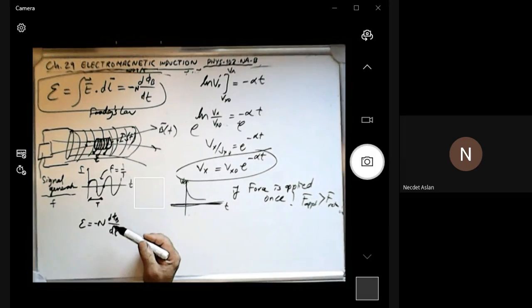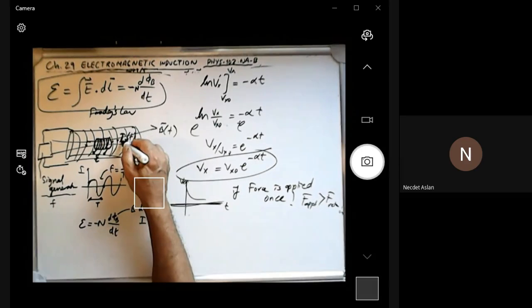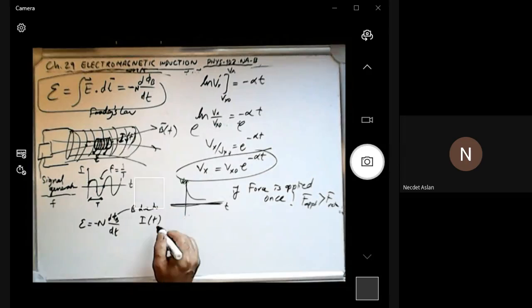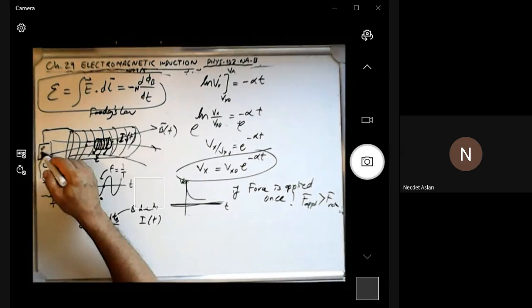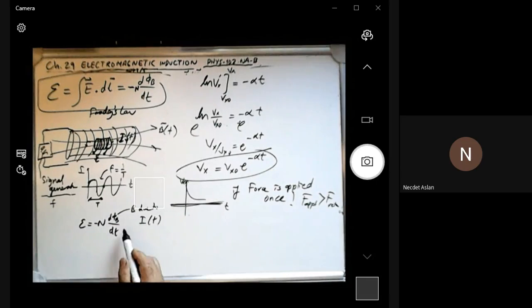So this is given by this expression, and B is due to I, which is a function of time. Remember that this was the current, which is a function of time and changing, obtained from the signal generator. So this is the inductance. Some kind of electric field or electric potential is created due to the change in the magnetic field. So this is the basics of Faraday's law.